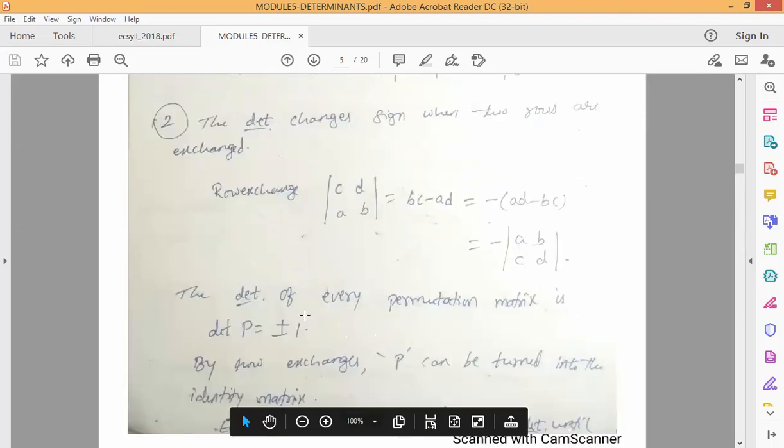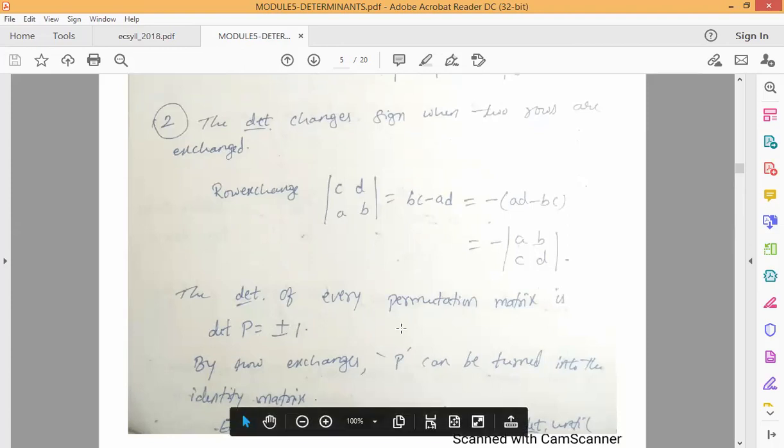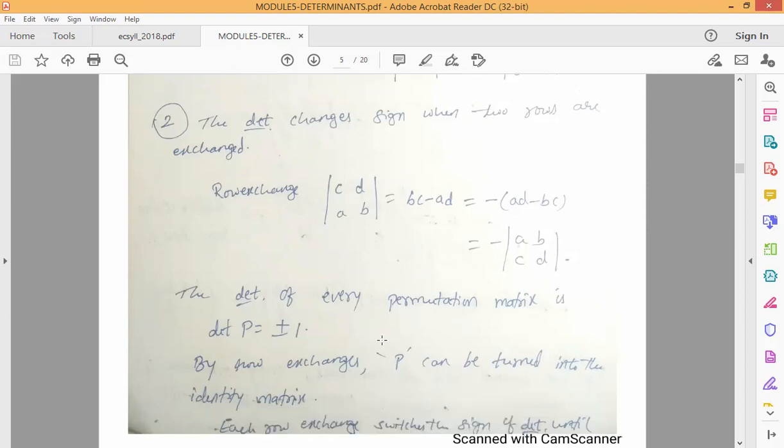And now, if you consider the determinant of every permutation matrix, it will be equal to either plus or minus 1. So what do you mean by permutation matrix? A permutation matrix is nothing but a binary matrix. Binary in the sense it will have the values 1 or 0. So it might not be the identity matrix, but it is a permutation matrix with only zeros and ones.